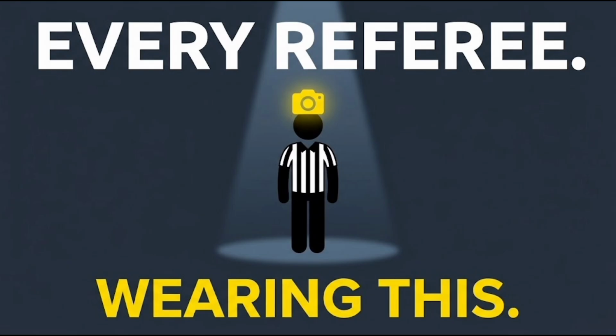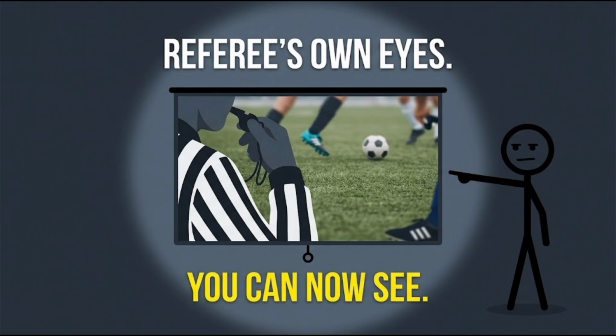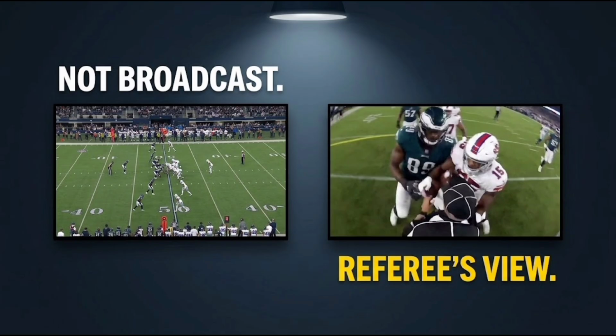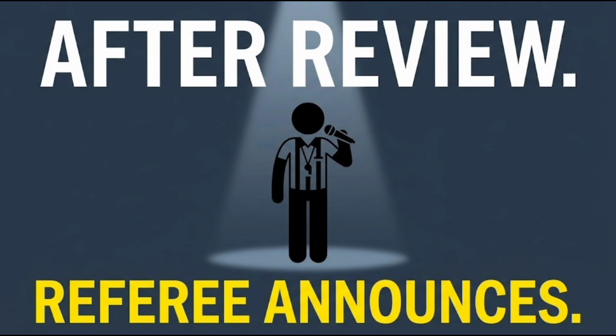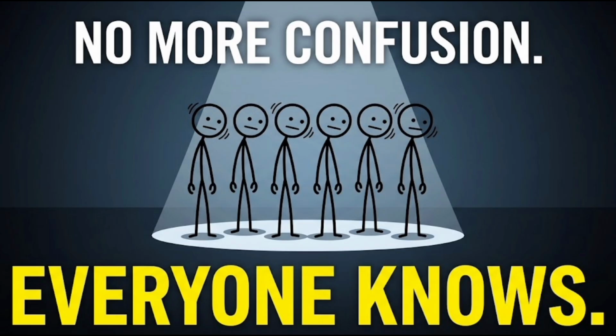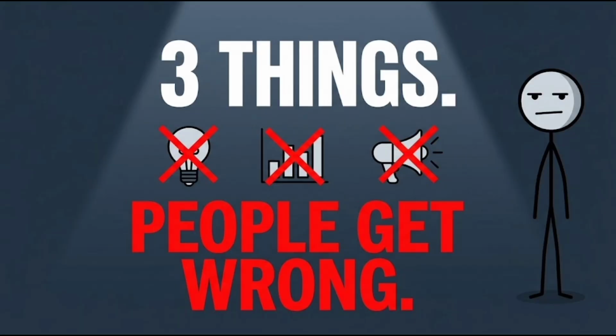For the first time ever, every referee at this World Cup is wearing a small camera on their headset. You can now see what the referee actually saw at the moment of a decision. Not the broadcast angle, the referee's own eyes. That footage is being used to explain decisions to fans inside the stadium. After a review, the referee can now announce the outcome to the crowd through the stadium speaker system. No more standing around confused, wondering what just happened. And here are the three things people consistently get wrong about VAR.